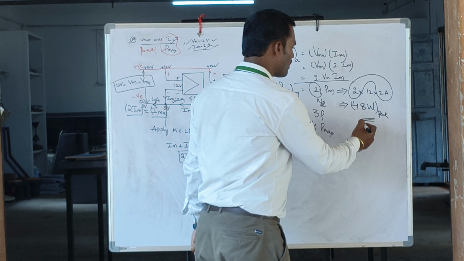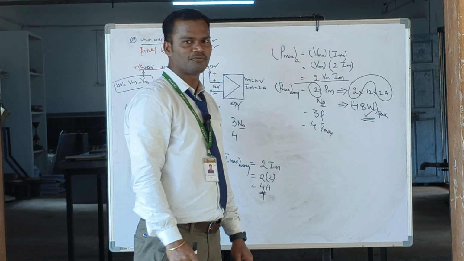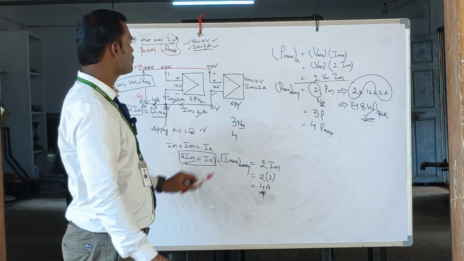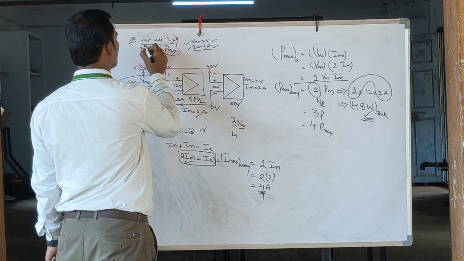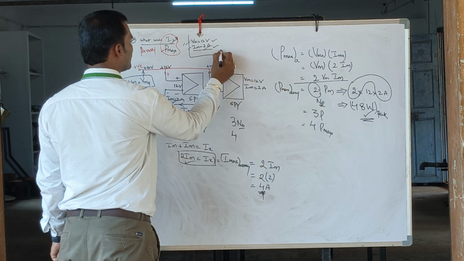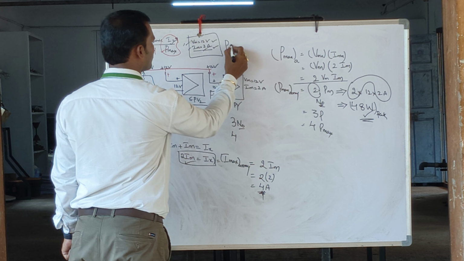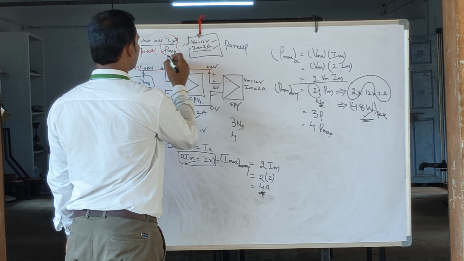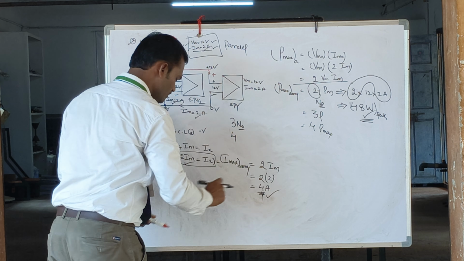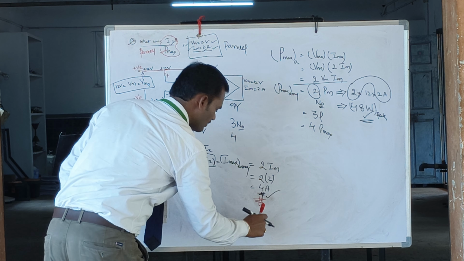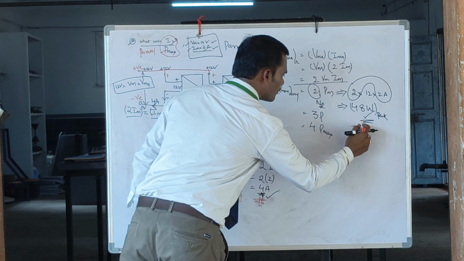Therefore, what is the total power of the array? 48 watt peak. This is how to solve the problem when two solar panels of the same rating are connected. What is the type of connection? They are connected in parallel. This is the current value and this is the power value.